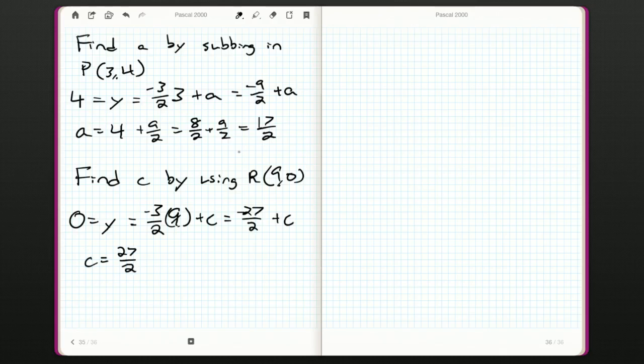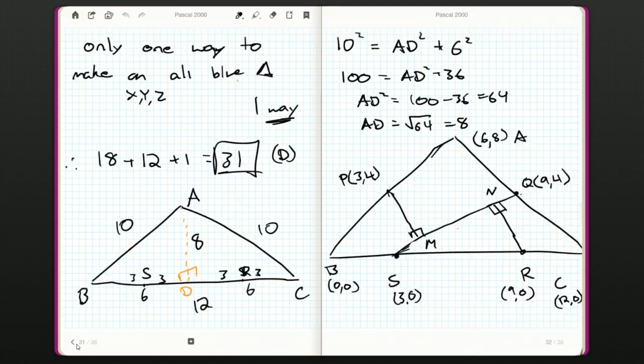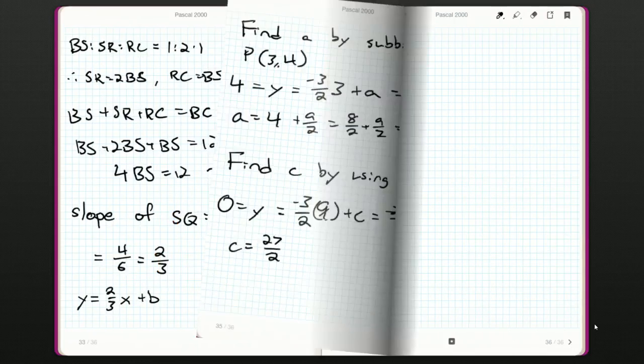Now, do these things seem unreasonable? 17 halves, or half of 17, should be about 8.5. We're already at 4, so I don't think it's unreasonable to reach 8.5 by the time we get here. And this one, obviously, further out, it's not unreasonable that we would be able to reach 13.5, which is somewhere up here, if we extend that line. Okay. So these are reasonable intercepts, and we can reasonably assume that we've done our calculations correctly.